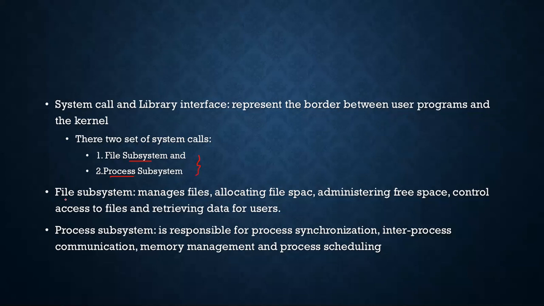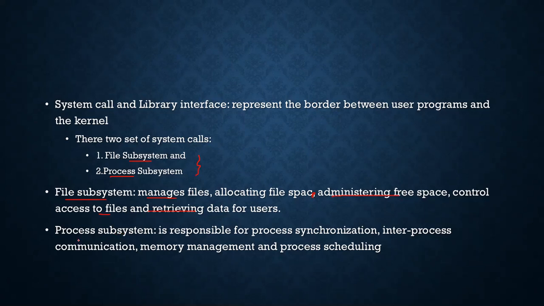Number one, we have the file subsystem, which is used to manage the files: allocating file space, administering free space, controlling access to files, and retrieving data for users. This is the work of the file system. Remember, these are the types of layers.